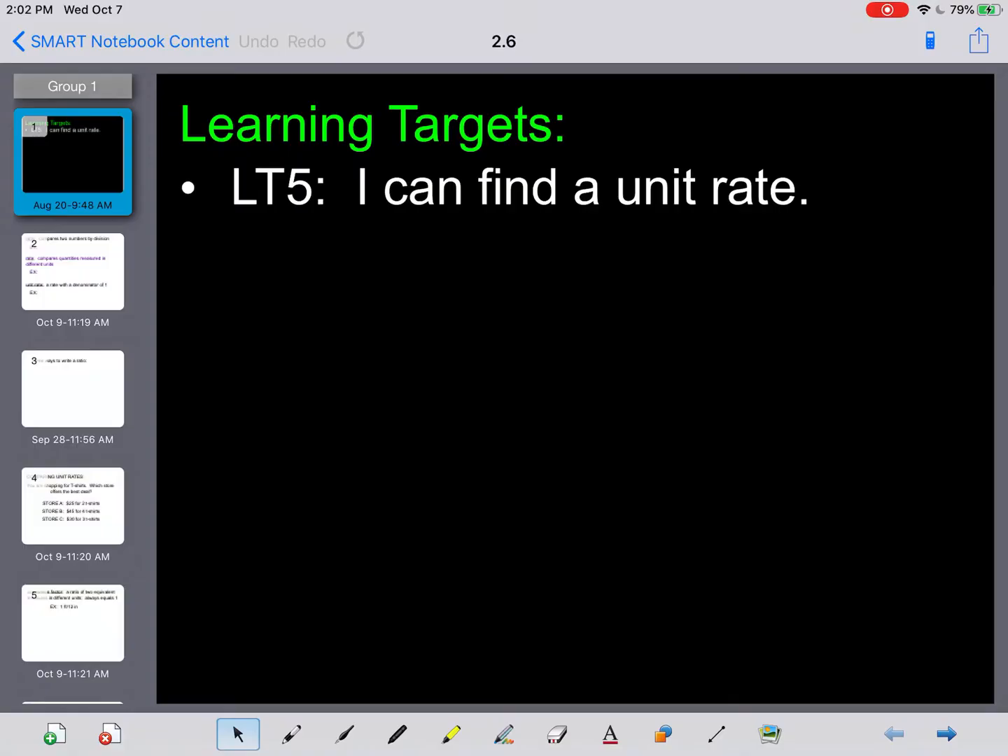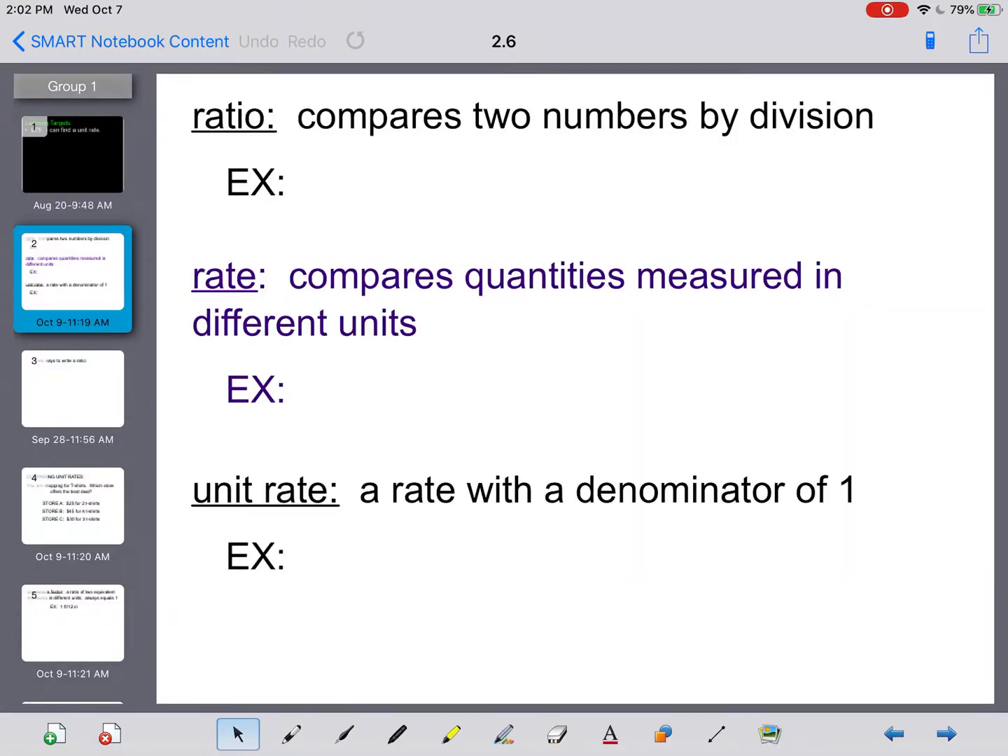2.6 is all about rates, ratios, and conversions. By the end of this, you should be able to find a unit rate.